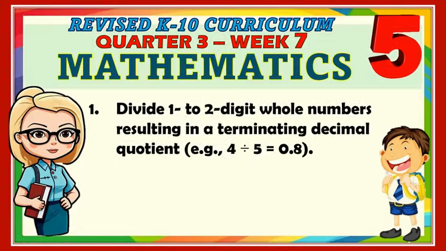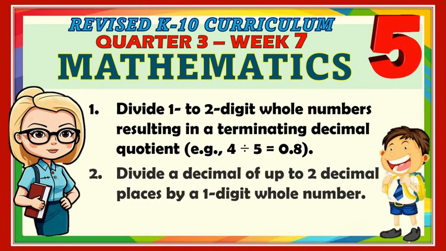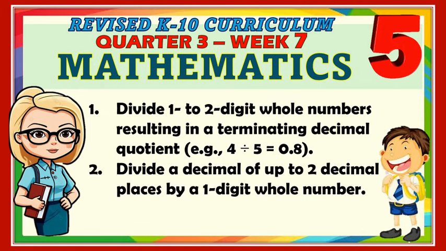Revised K to 10 curriculum, Quarter 3, Week 7, Mathematics 5. Our lesson for today is about dividing 1 to 2-digit whole numbers resulting in a terminating decimal quotient, for example, 4 divided by 5 equals 8 tenths, and dividing a decimal of up to 2 decimal places by a 1-digit whole number.